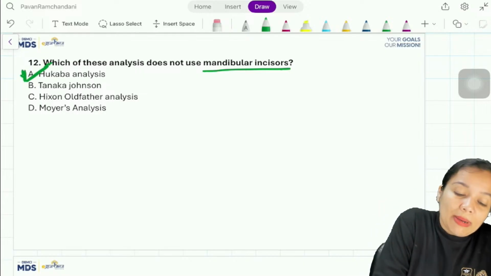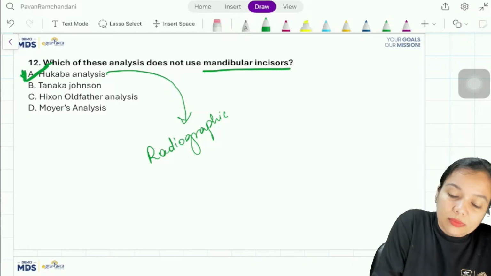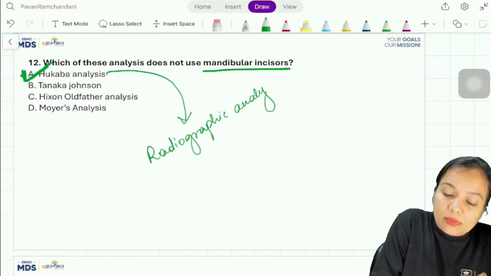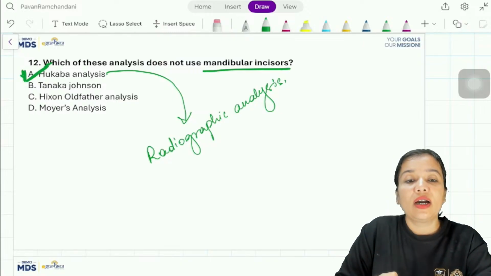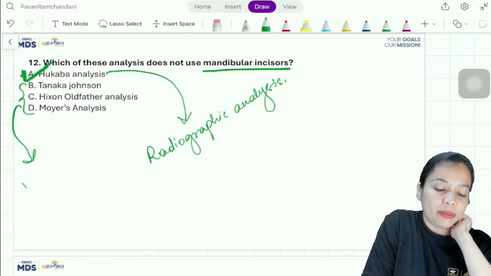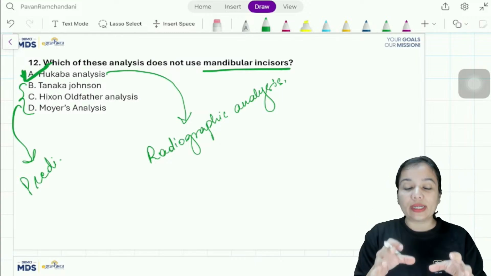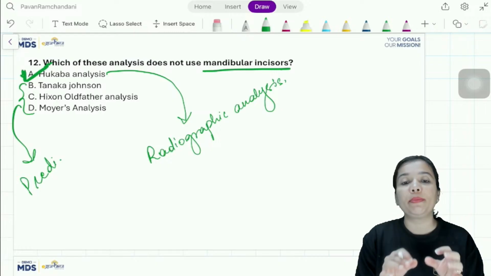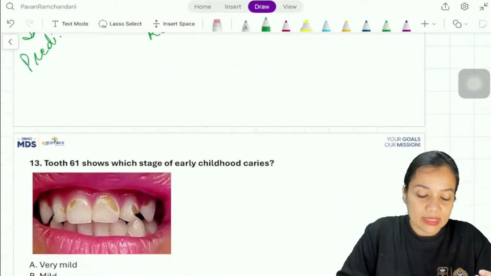So Hookabah's analysis is a radiographic analysis. It does not have a predictability chart, whereas the other three are based on a predictability chart that is looked at after determination of the width of the mandibular incisors. So Hookabah is basically a radiographic analysis.